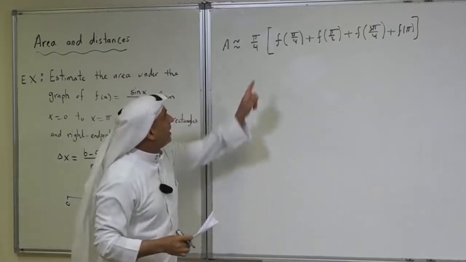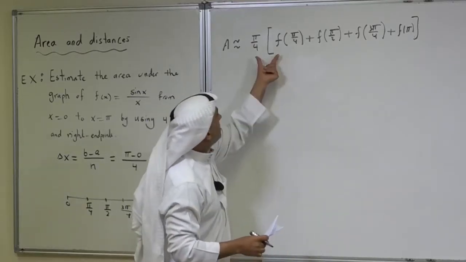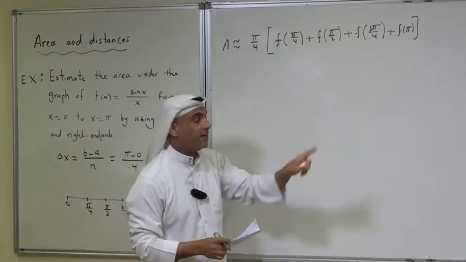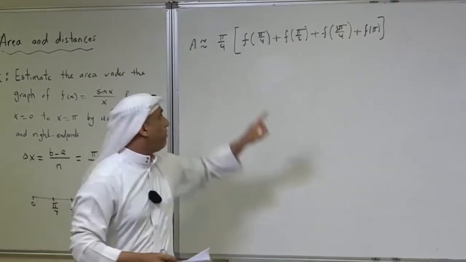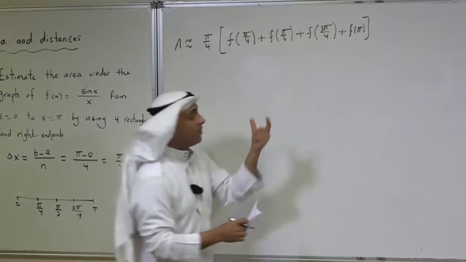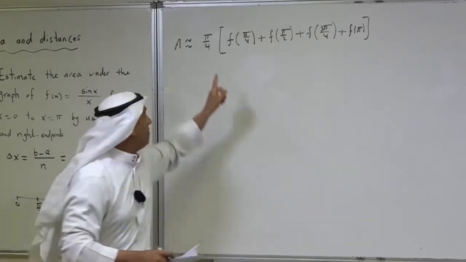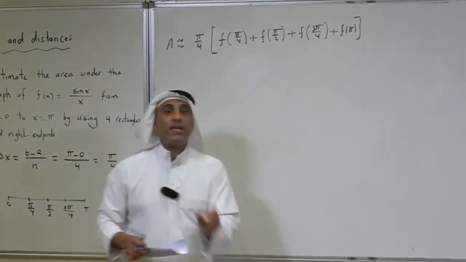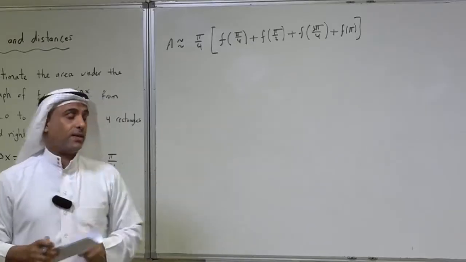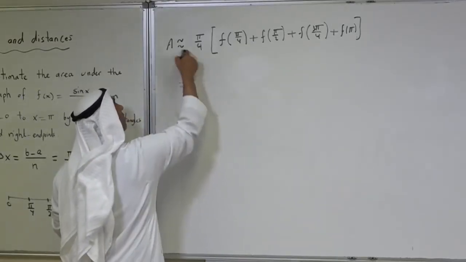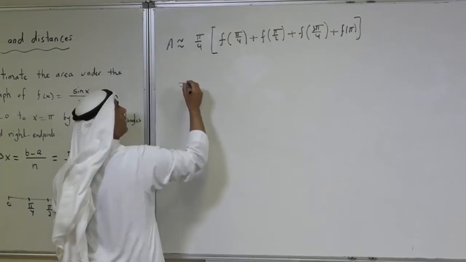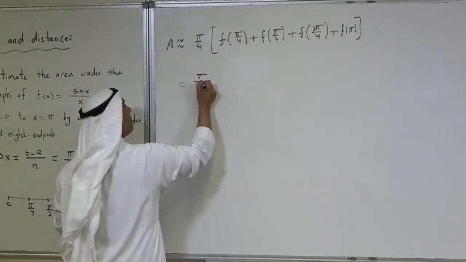So you can see now, pi over 4 times this will give you the area of the first rectangle. Pi over 4 times this will give you the area of the second rectangle. Pi over 4 times this will give you the area of the third one, and so on. Pi over 4 times the last one will give me the area of the fourth rectangle. Now, calculating this will give us an estimate of the area as required in the question. So it is pi over 4 times.